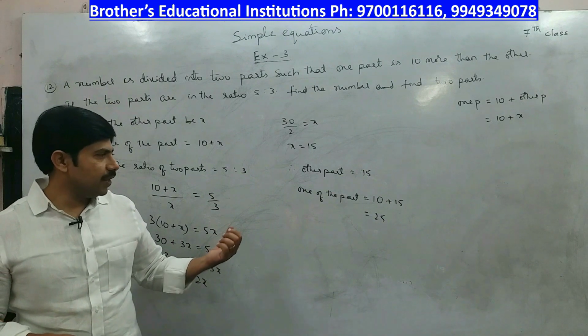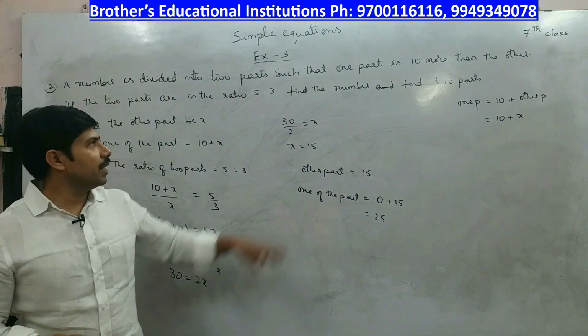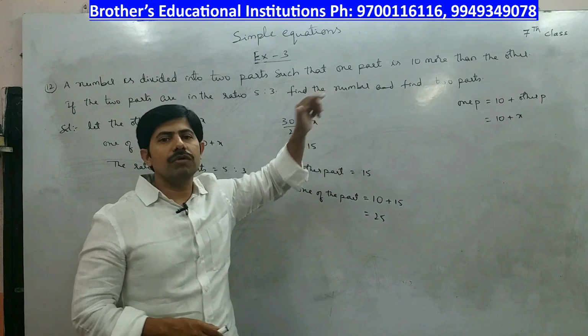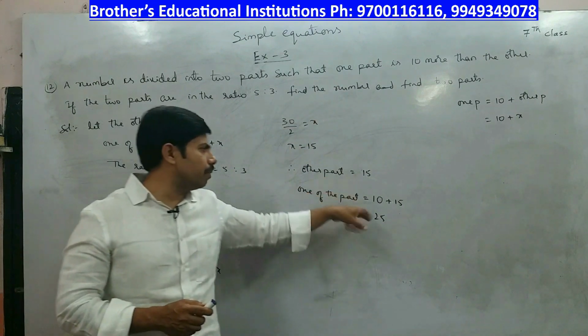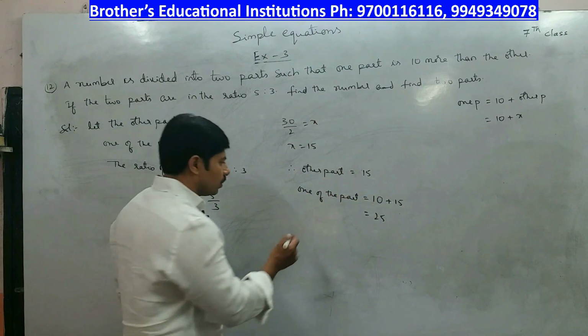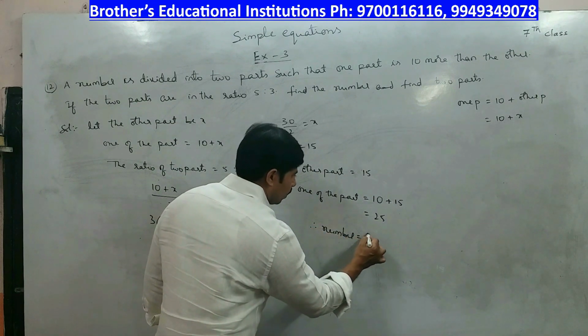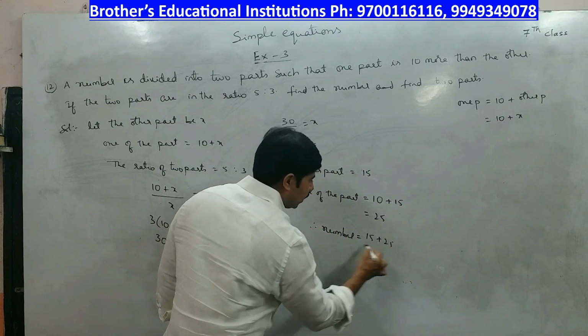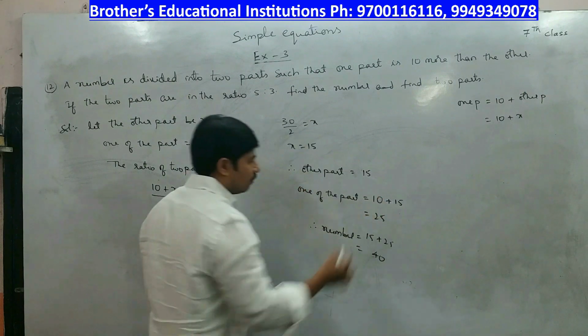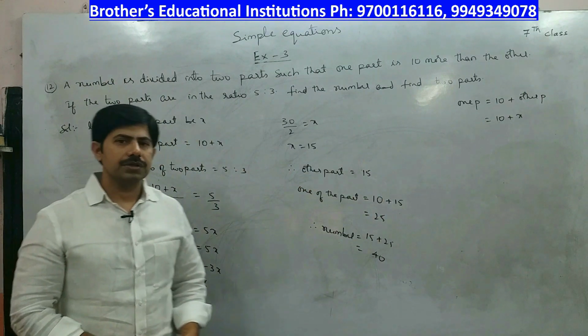See, we got the two parts. One part is 15, the other part is 25. Then we have to find the number. So how to find that number? Just add the two parts, you will get the number. So therefore the number is 15 plus 25, that is nothing but 40. Okay, so this is completed.